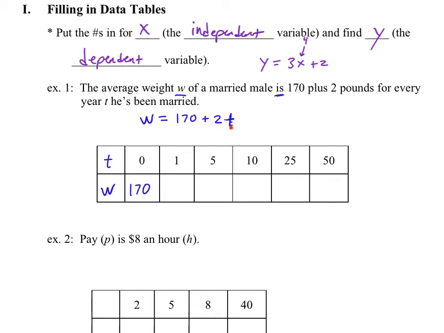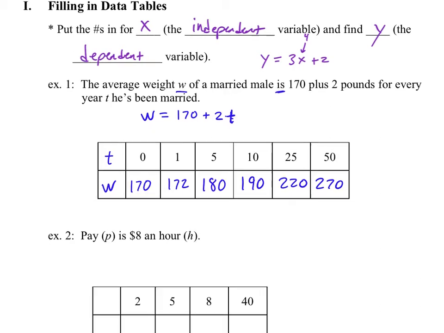1 year later, I put a 1 in here. 2 times 1 is 2. 170 plus 2, 172. 5 years later, so I have 2 times 5, or 10, plus 170. I'm up to 180. It's getting bigger. So, then 2 times 10 after 10 years of marriage, so 20, plus 170 is 190, and this is where we start reversing the trend. But 25. So if you're married for 25 years, that'd be 50 plus 170, so 220. In 50 years, 2 times 50 is 100, plus 170 is 270. Okay, enough about that.